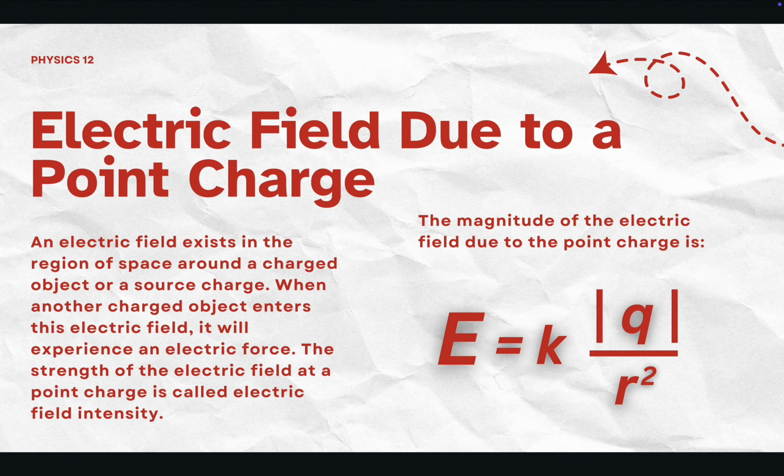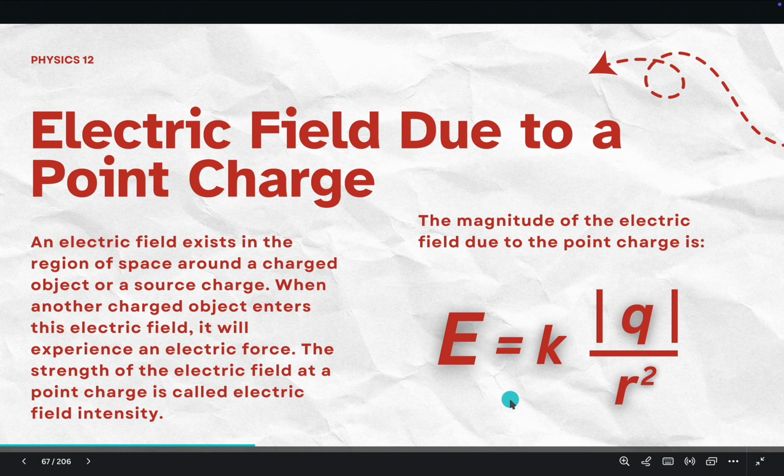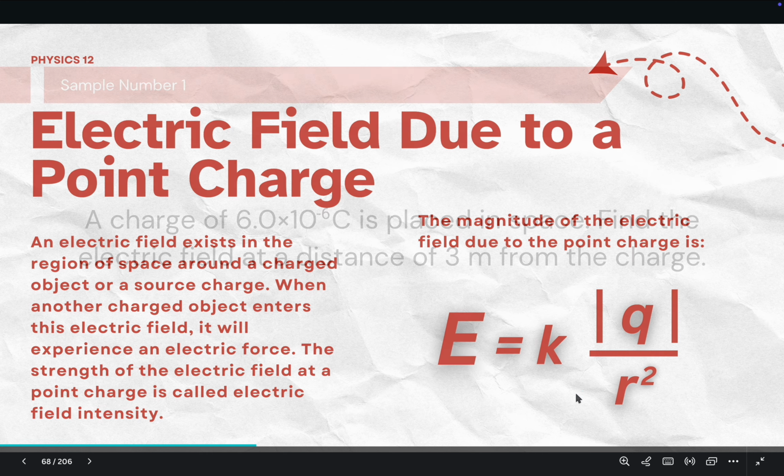Next is the electric field due to a point charge. An electric field exists in the region of space around a charged object or a source charge. When another charged object enters this electric field, it will experience an electric force. The magnitude of the electric field due to a point charge is E is equal to K times the absolute value of charge over distance squared. So, yun yung gagamitin natin na formula.